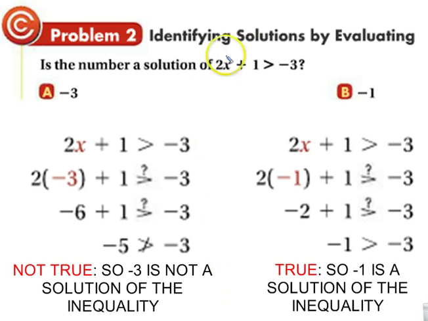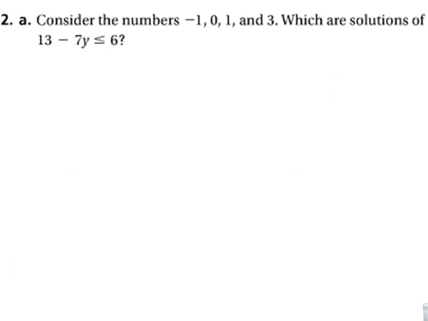All right, now identifying solutions by evaluating. They're going to give you an inequality, and then they're going to give you options, and your job is to plug it in and work it out. So we get -6 plus 1, -5. -5 is not greater than -3, so it is not a solution. We plug in -1, -2 plus 1 is -1. So we're just taking the number that they tell us and plugging it in for x. All right, here are 4 numbers. Which ones are solutions?